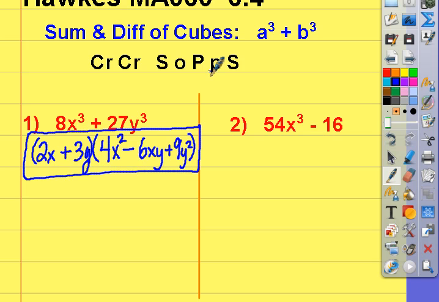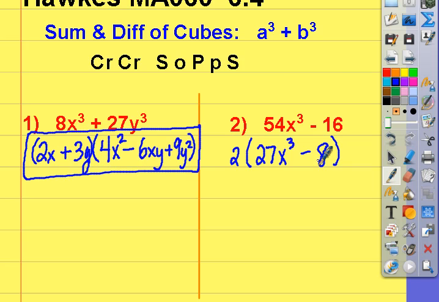Let's try one more. This time these are not perfect cubes, but I could pull out a GCF first. I believe that 2 would go into both of those. So I'm going to pull a 2 out, and then I'd have, let's see, 54 divided by 2. It's going to end up giving me a 27x cubed minus an 8. And now 27 and 8 are both perfect cubes. That happens to be the same 2 that I had over there. You know, cubes get pretty high, so we run out of options.